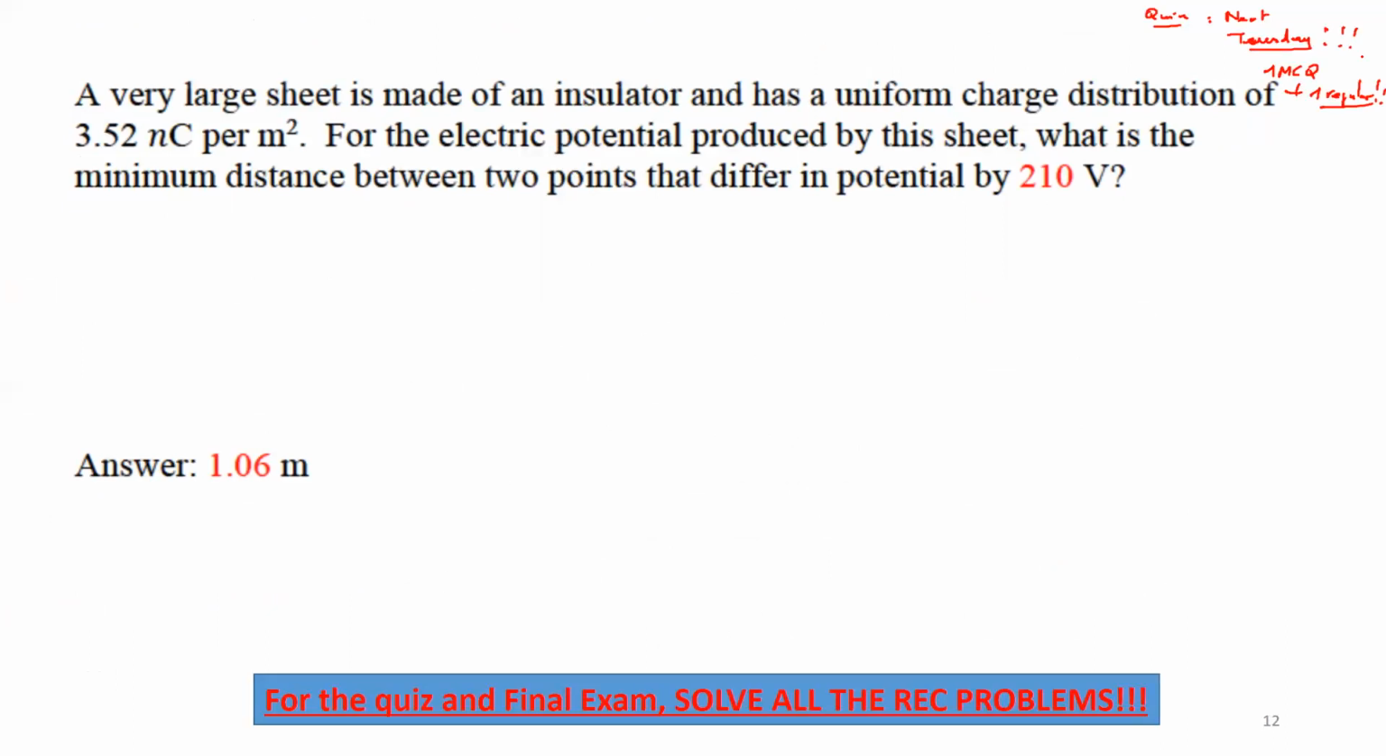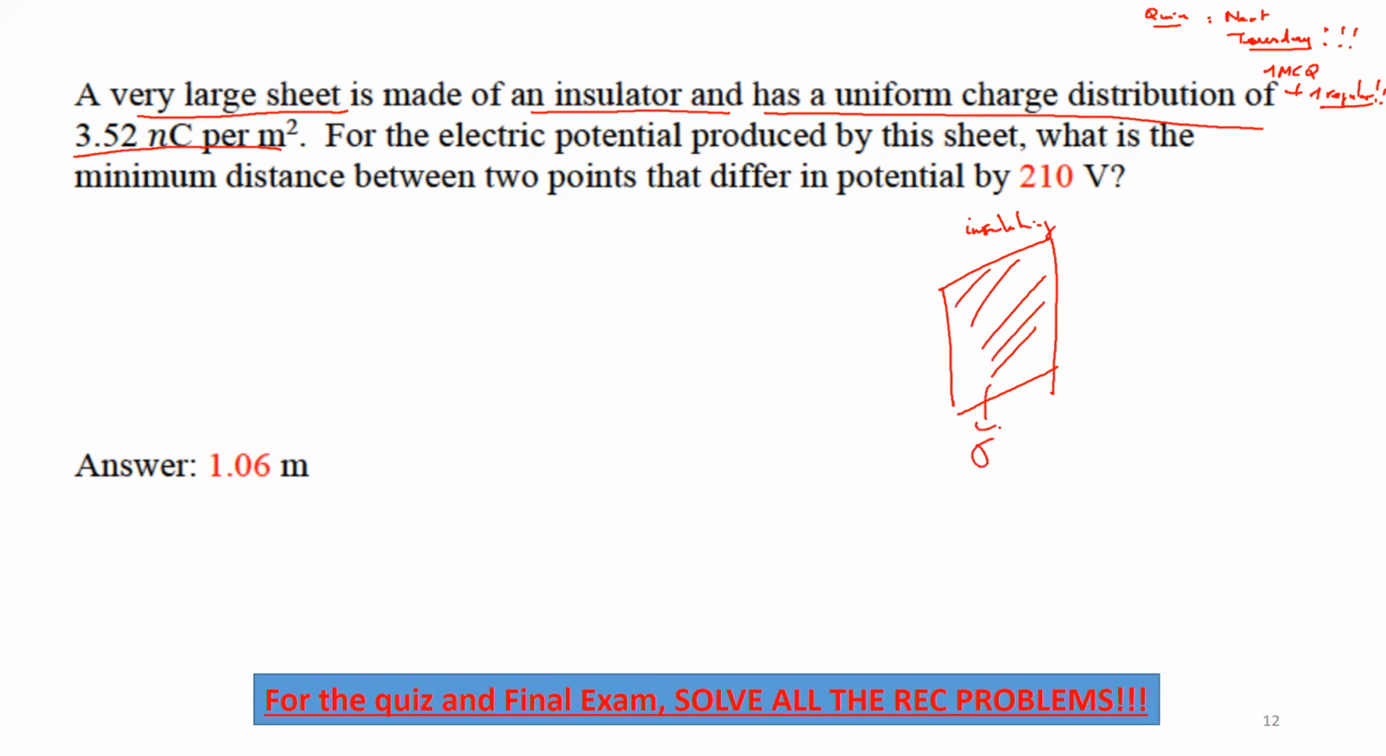Critical thinking. Now, let's look at this problem. We have a very, very large sheet, which is made of an insulator. So it's an insulating sheet. It has a uniform charge density of 3.52 nanocoulomb per meter square. Let's draw. So this is my very large insulating sheet. So I know sigma, which is the uniform charge density.